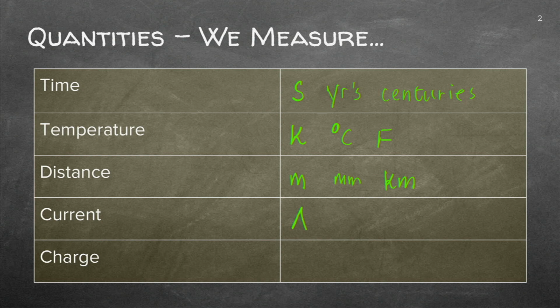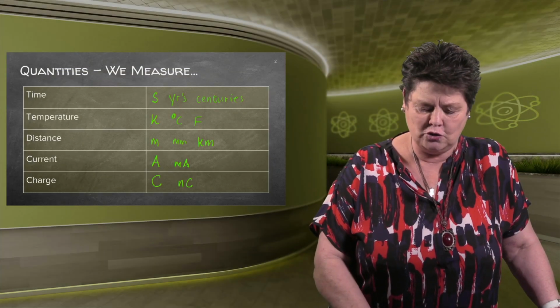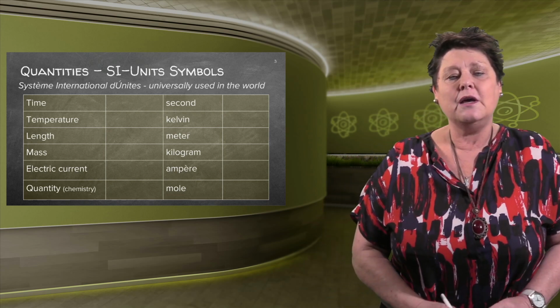Current will be in amps, but if it's very small, it will usually be milliamps. Please go and have a look at the conversions and the international system which we've done in the dimensional analysis lesson. Then we'll have charge. Charge will be in coulomb, but we might use nanocoulomb, which is a very, very small charge. Bear in mind that you use the right units.